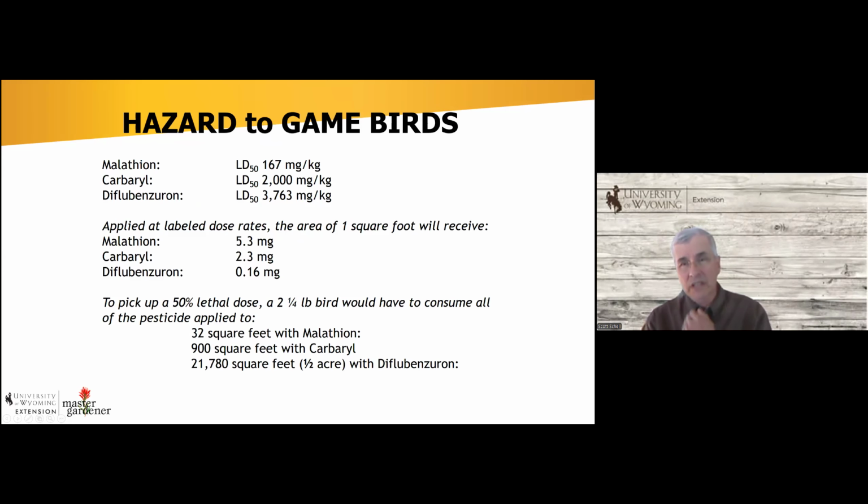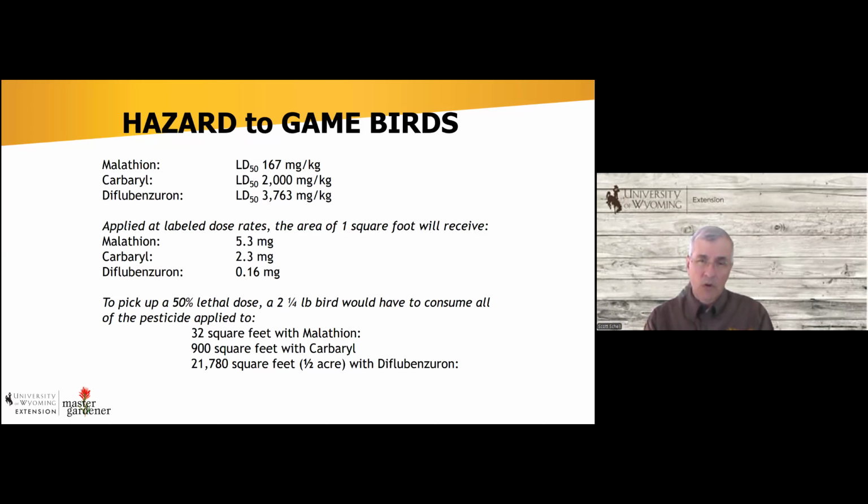So how about hazard to game birds? Well, if you look at that, I think these were pheasants or quail were the test subjects. LD50, again, diflubenzuron is much less toxic than the other two older products for grassland grasshopper control.